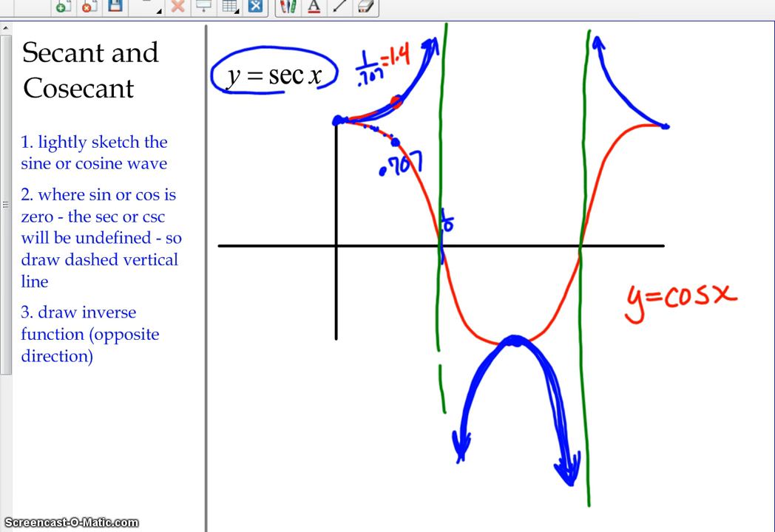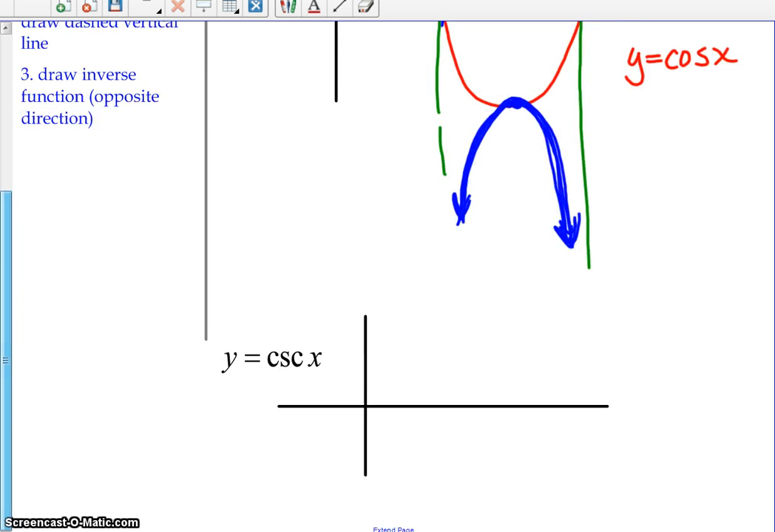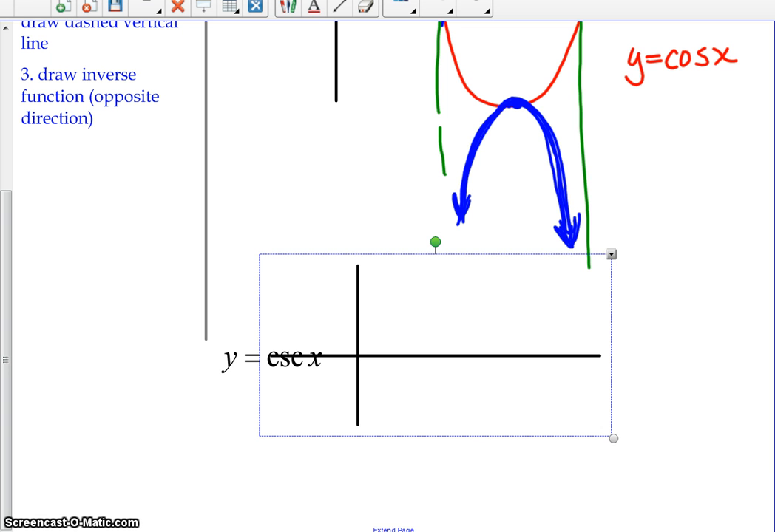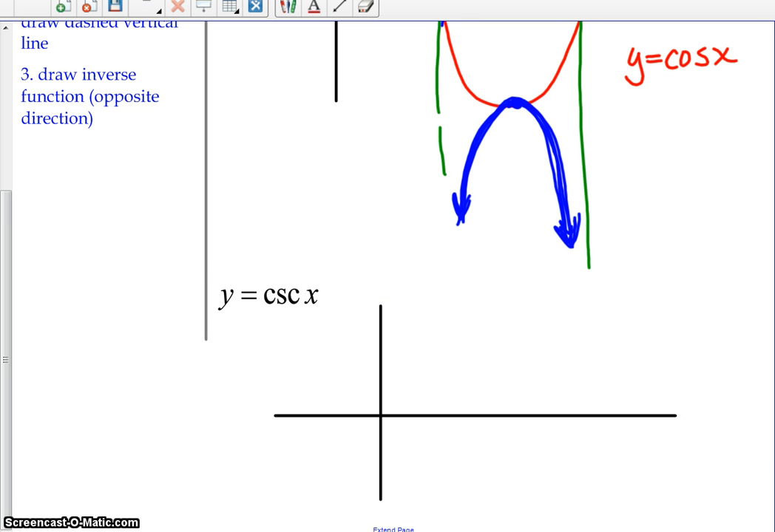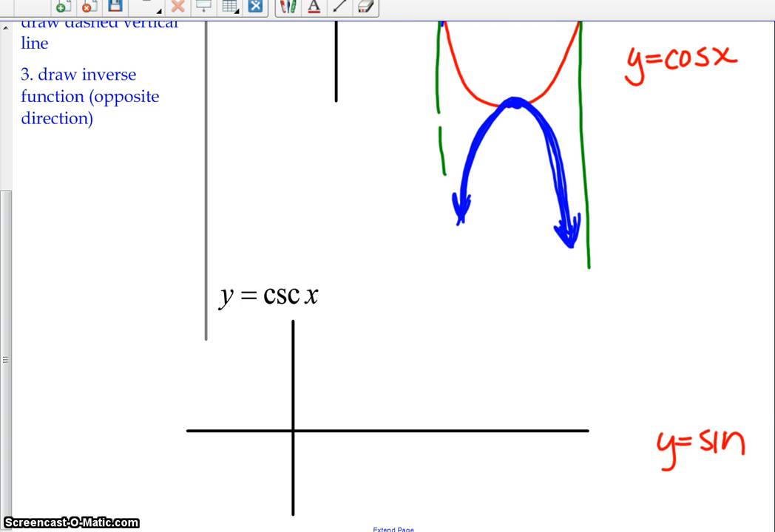Now let's look at the same idea from the perspective of cosecant. Now I can move this up a little bit and make it a little wider. With cosecant, we're going to start by graphing y equals sine. So we start by graphing our sine equation. I'm going to be smarter and go a little smaller there. There's my sine equation.